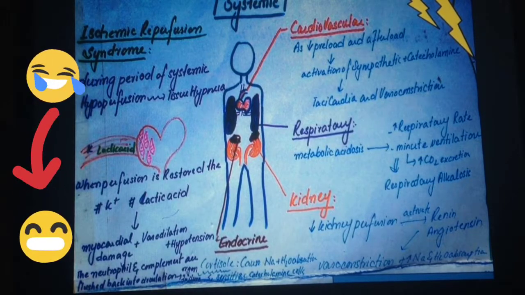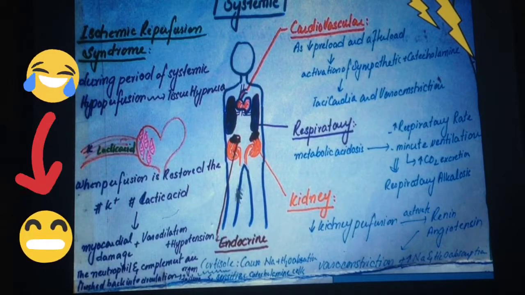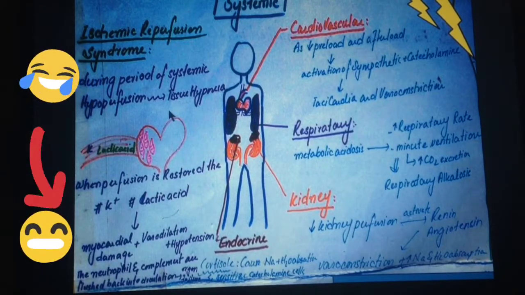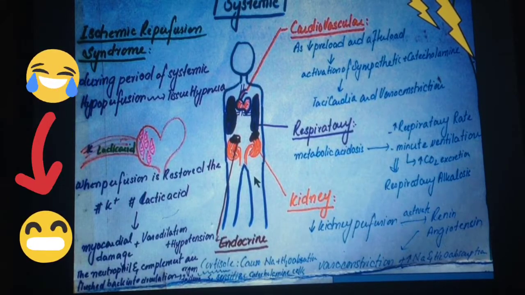At the same time, because the body is in a state of stress, the adrenals release another hormone known as cortisol, which also causes further sodium and water absorption. You might think that if we now return the blood supply to the body, this will compensate for everything, but it actually doesn't. It causes ischemic reperfusion syndrome.